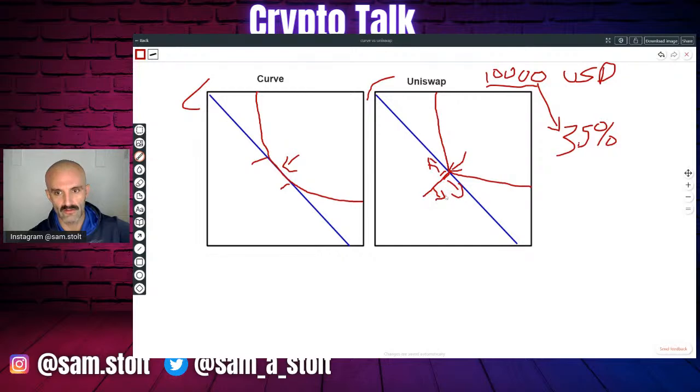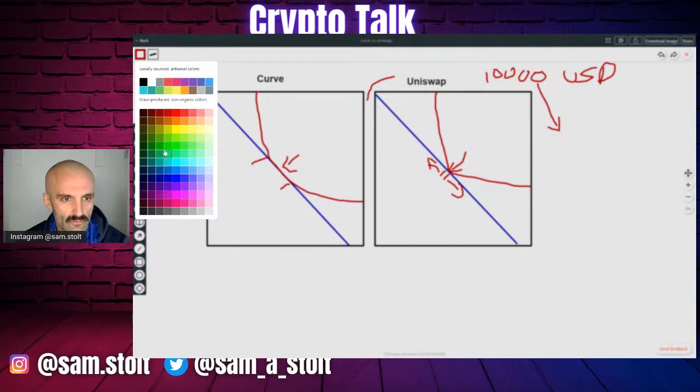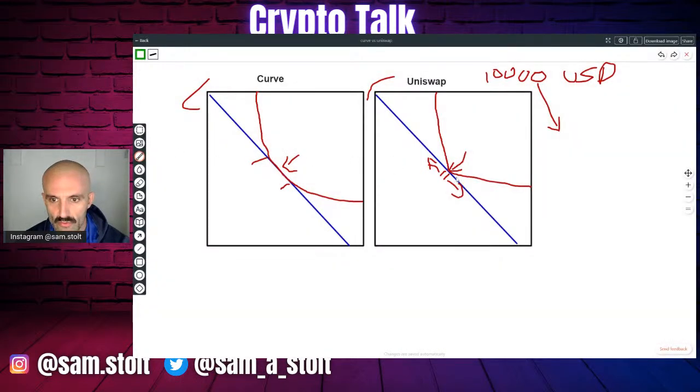So what does that represent? Well, let me get rid of a bunch of these lines here. What ends up happening is we move over here. And let's use a different color so it's easier to see. We're going to go with some green. Okay. So because we're doing $10,000, we move from where the line is tangent to over here. And you see how there's this little gap of a triangle right here, right? What is that? That is slippage.